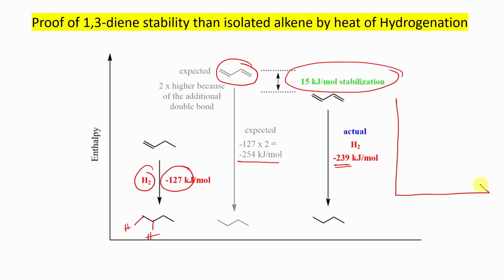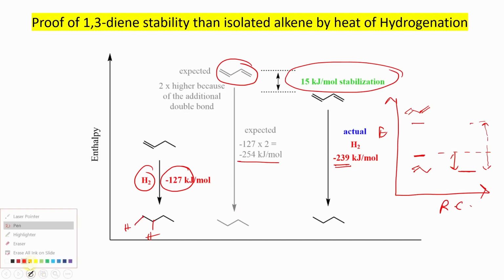How can you explain this a little differently? This is the reaction coordinate and this is the energy axis. You can see here, this is the reactant, and the product is the same for everyone, that is butane. So this is 1-butene, and this is the expected energy for butadiene. This is the energy release you can expect for butadiene hydrogenation, this is the energy release you can expect for butene hydrogenation, and butadiene's energy is actually here.